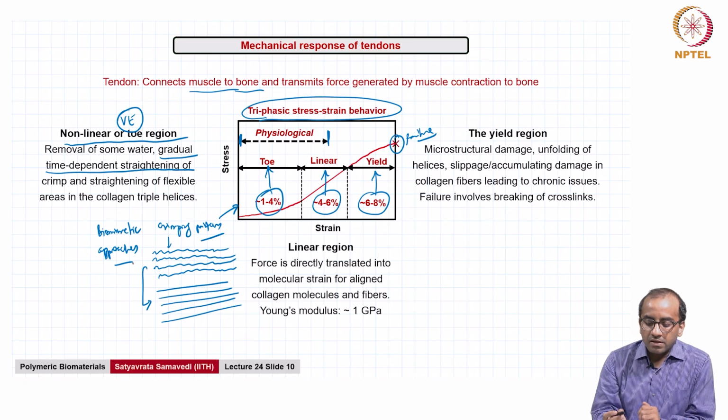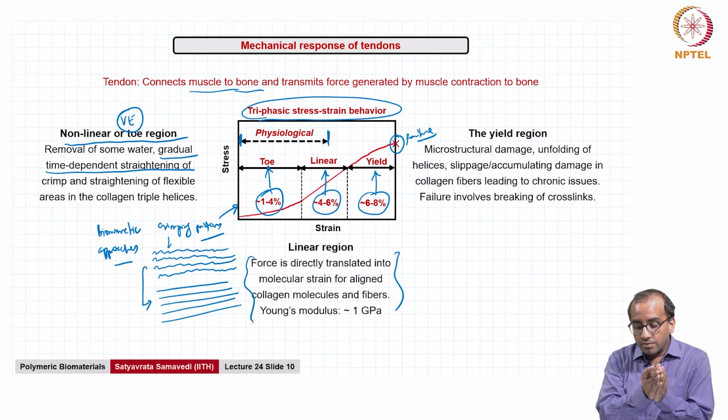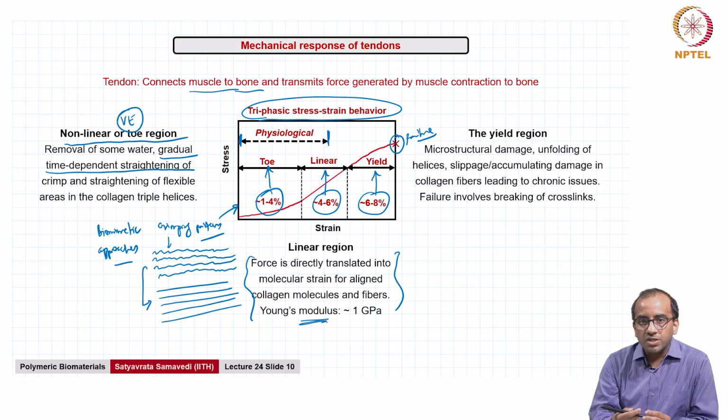Now, if you go to the linear region, essentially here force is directly translated to the molecular strain for the aligned collagen molecules and fibers, right. So, you are essentially in the linear region, and this is not hard to understand, right. And typically because you are in the linear region, it does make sense to talk about perhaps Young's modulus, and it can be as high as about 1 or 2 gigapascals. That's sort of the number you're talking about for tendons.